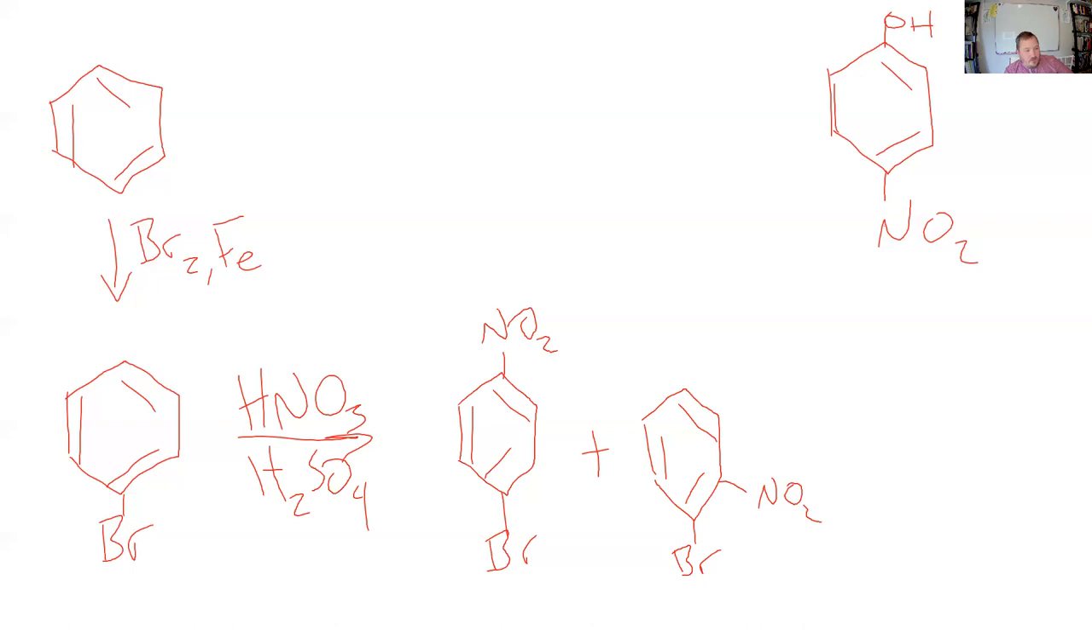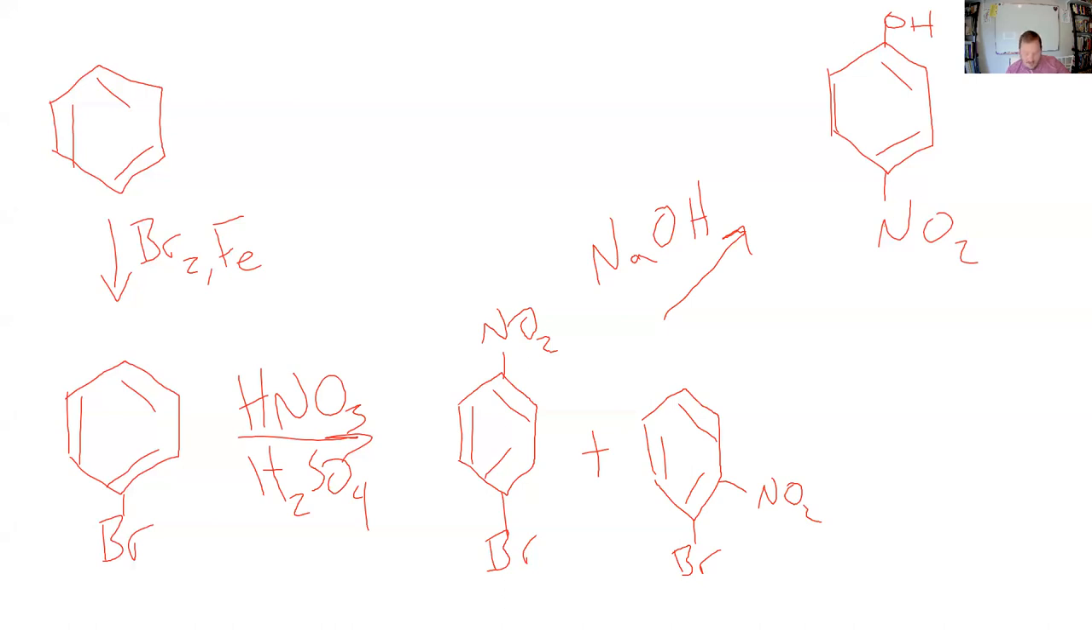So then now we're left with a nitro group, para to bromine, and we want an OH group para to the nitro group. So we need to go through that nucleophilic substitution. We meet all the criteria. We've got a nitro group, para to a good leaving group. So if we expose this to NaOH, then we're going to wind up replacing the bromine with the hydroxide.